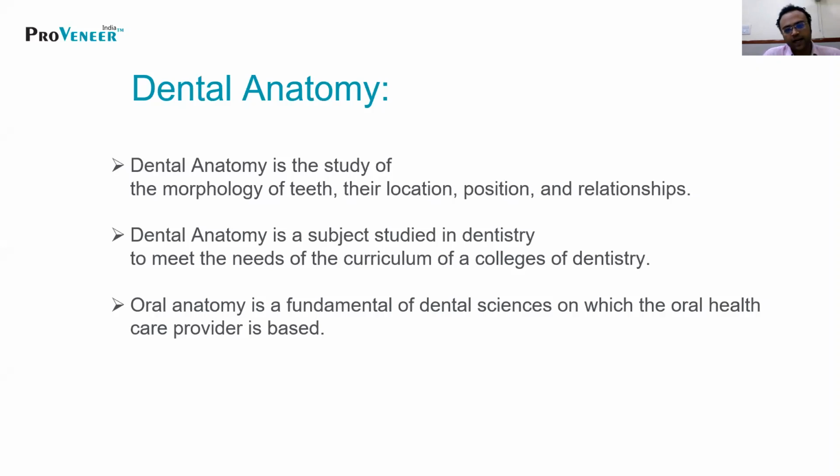So what is dental anatomy? Dental anatomy is anatomy which sticks only to the dental part, the teeth. So dental anatomy is the study of the morphology of teeth, their location, position, and relationships. It is a subject studied in dentistry to meet the needs of the curriculum of colleges of dentistry. Oral anatomy is a fundamental of dental sciences on which the oral health care provider is based. A lot of dental students study dental anatomy in the first year of college.